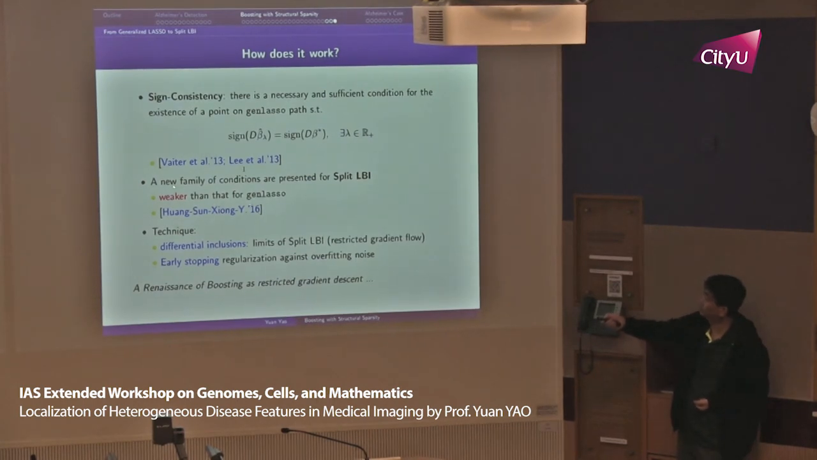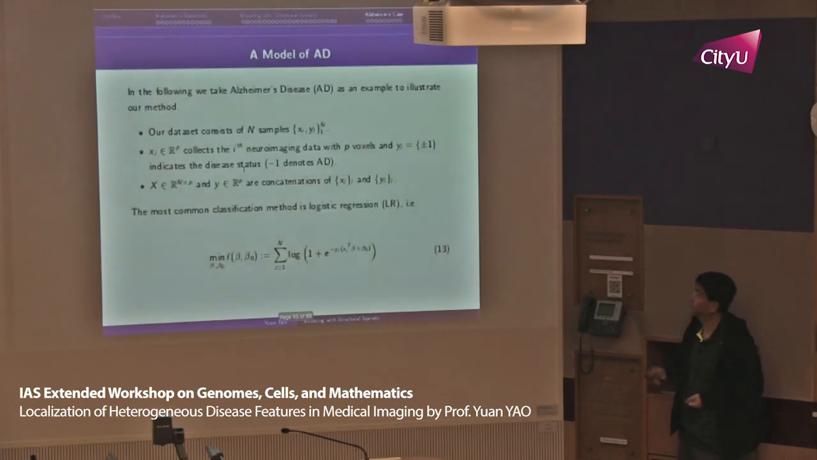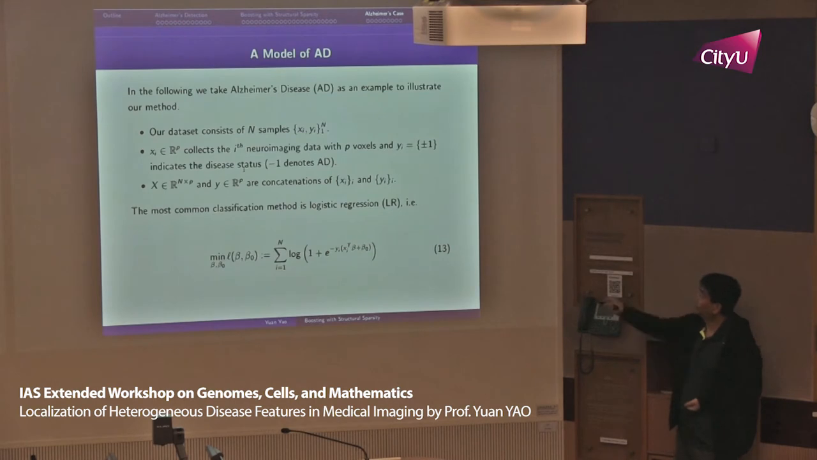We have a paper at NIPS a couple of years ago. We can show that for generalized lasso, there is a sign consistency condition, a necessary and sufficient condition, to guarantee the existence of a point on the gen lasso path such that the sign pattern of your estimator equals the true sign pattern of your true parameter. However, we can make this necessary and sufficient condition strongly weaker than generalized lasso using the variable splitting. That's why in applications this algorithm can exhibit better performance, with a simplified computational approach. We still use a similar idea: like before, we use differential inclusion involving the D, and we use early stopping. But variable splitting brings some new element, making the condition better. And now we can apply this general scheme to Alzheimer's disease.